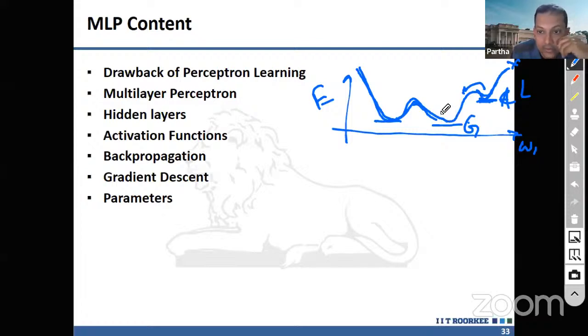There are different optimization functions, for example RMSprop and Adam. These will take you from the local minima to the global minima.